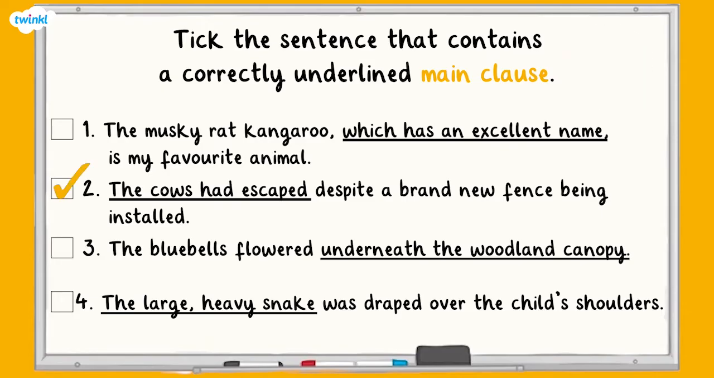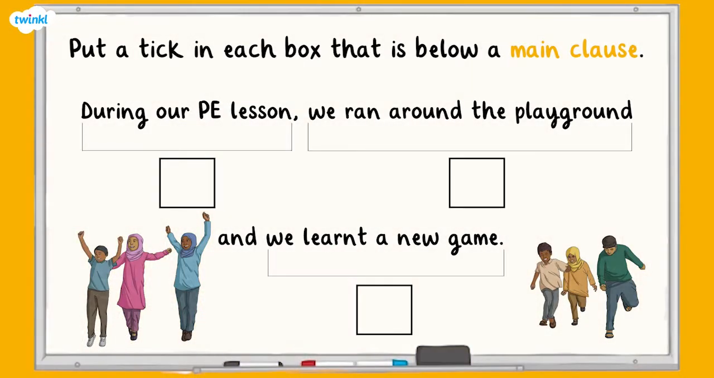Well done if you said the cows had escaped. This clause makes sense on its own and expresses a complete thought. Therefore, it's a main clause. For our final question, you're being asked to put a tick in each box that is below a main clause. Pause your video now and hit play when you've got an answer.